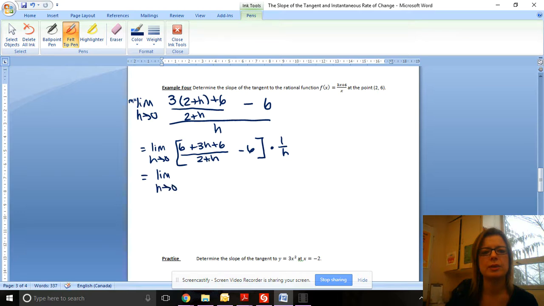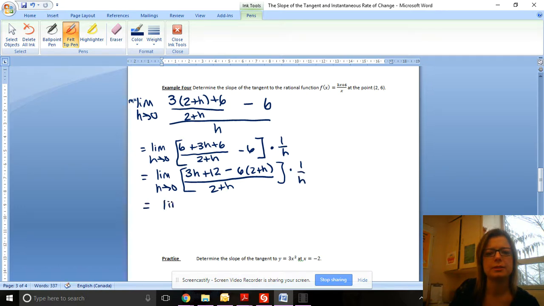Okay, so now this gets me 3h plus 12 over 2 plus h. But I want to get a common denominator, right? If I have a fraction plus a constant, I want to get a common denominator. So my common denominator is 2 plus h. So I have to multiply this 6 by 2 plus h. So minus 6 bracket 2 plus h. And then all of this goes over 2 plus h. And that's all being multiplied by 1 over h.